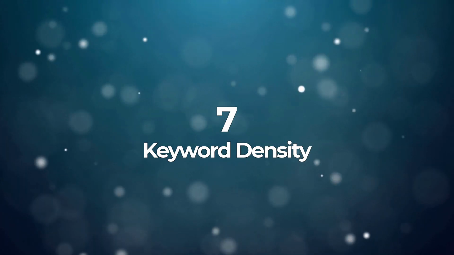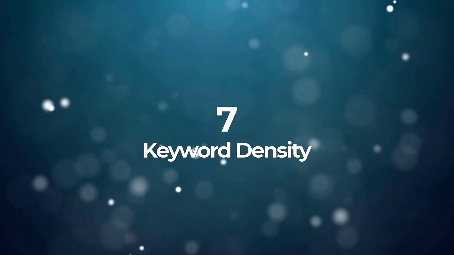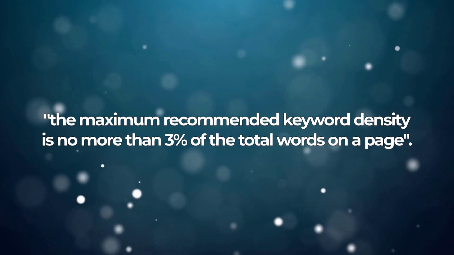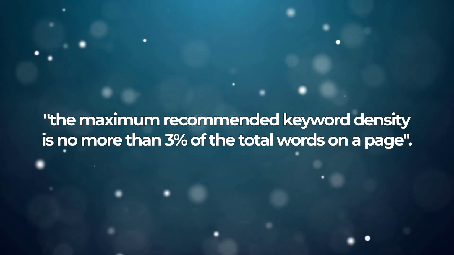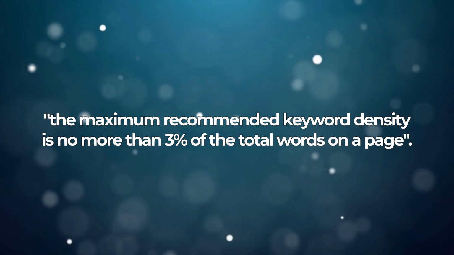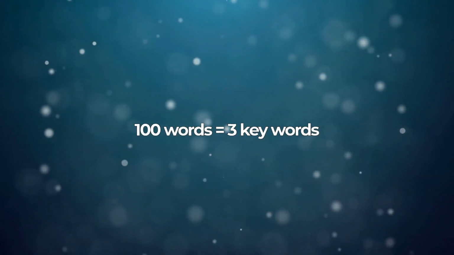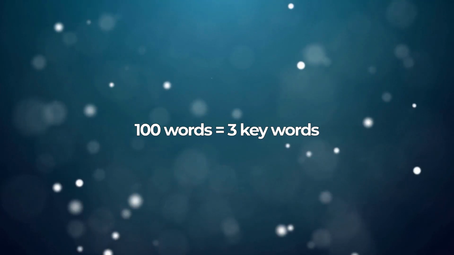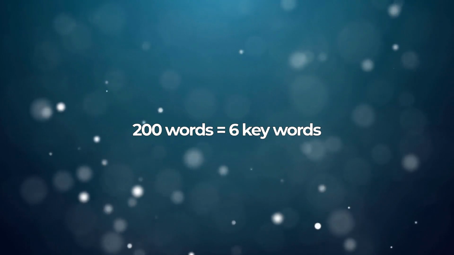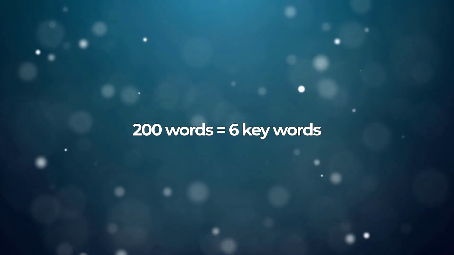Number 7. Keyword density. Keyword density is a representation of how often your keyword appears within the overall content of a page. It is usually determined by a percentage. Many SEO consultants recommend a density of no more than 3%, meaning the remaining 97% of the words on the page shouldn't be keyword targeted at all. If your content was made up of 100 words, only 3 of those should be keywords. If your content was 200 words, then only 6 should be keywords, and so on.